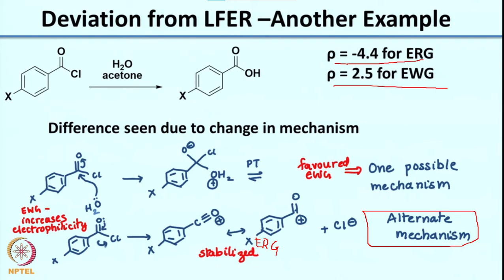So that's why the value for this Hammett is minus 4.4 for electron releasing group. That means it is more sensitive. The plot will be like this one, and for this case, this 2.5, the plot is like this one. So the slope is more in the first case. That's why it is a favorable mechanism.